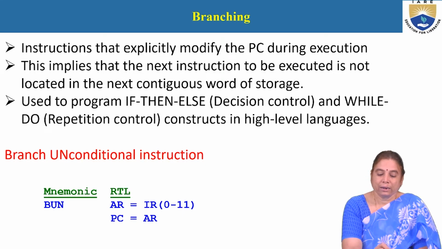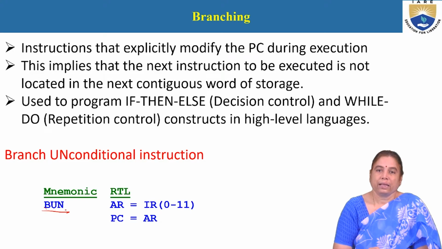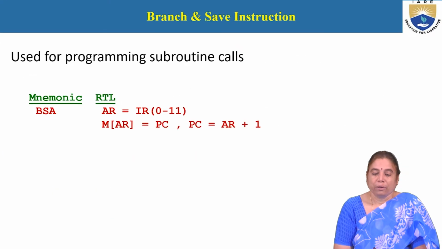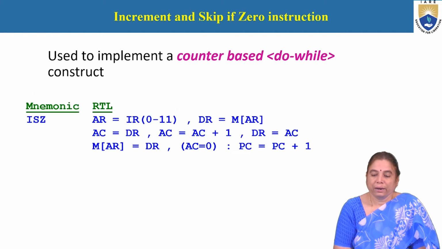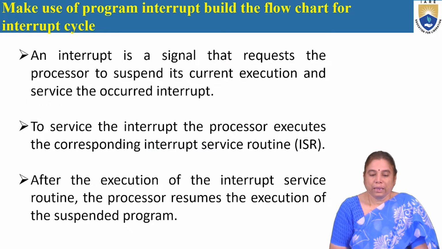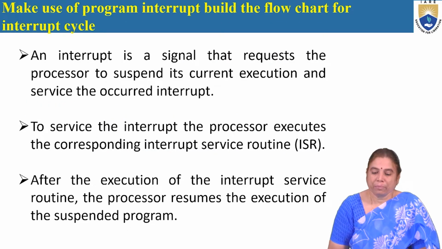Branch unconditionally can be done with the mnemonic BUN. Branch and save can be used to store the return address. So it is specifically helpful during subroutine calls. Increment and skip if 0. Use it to implement a counter based construct just like the do while loop that you use in programming languages.